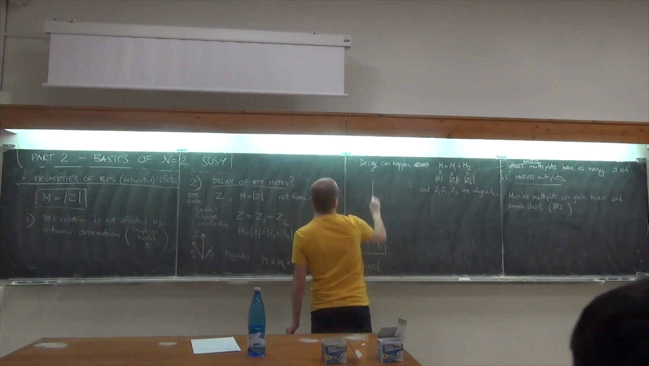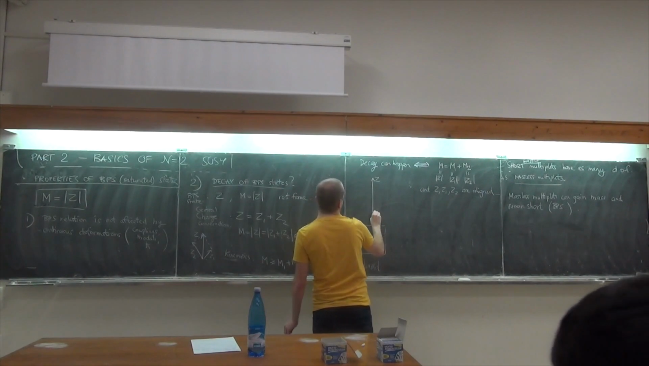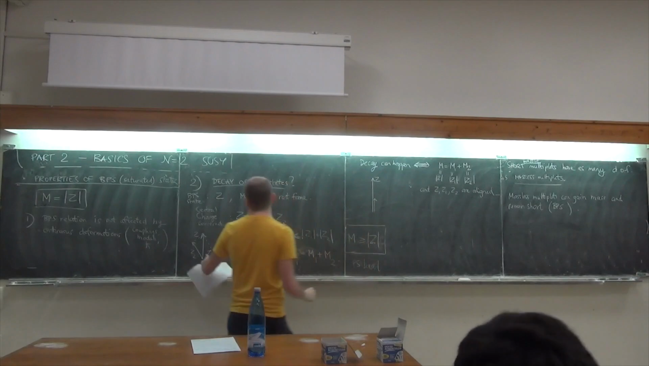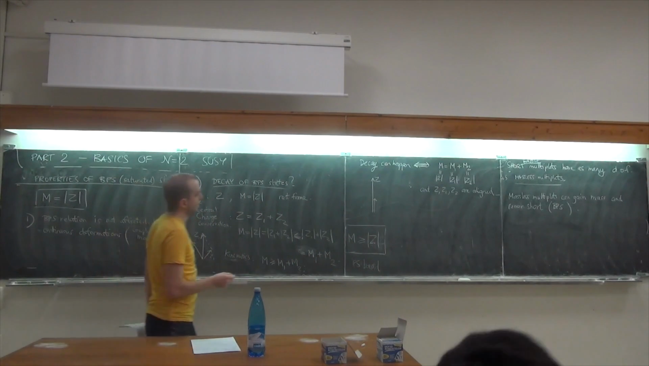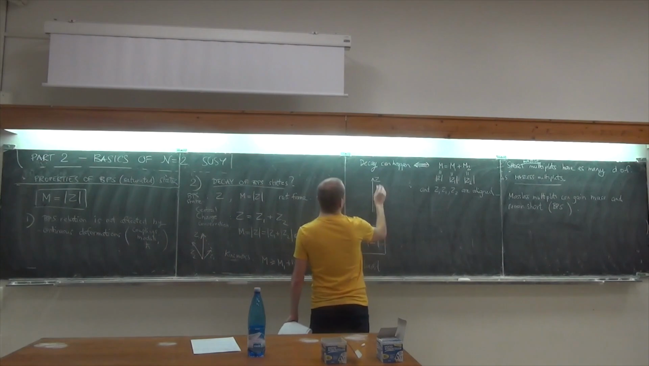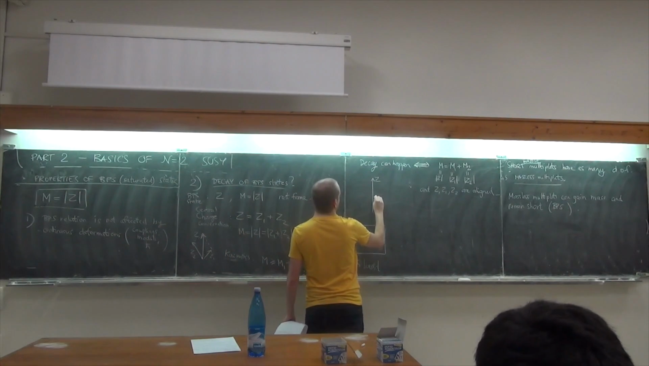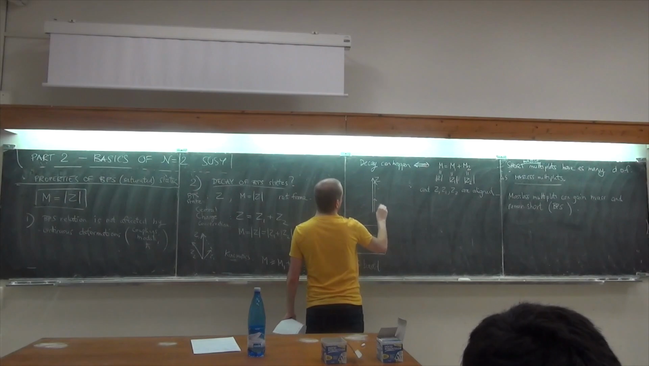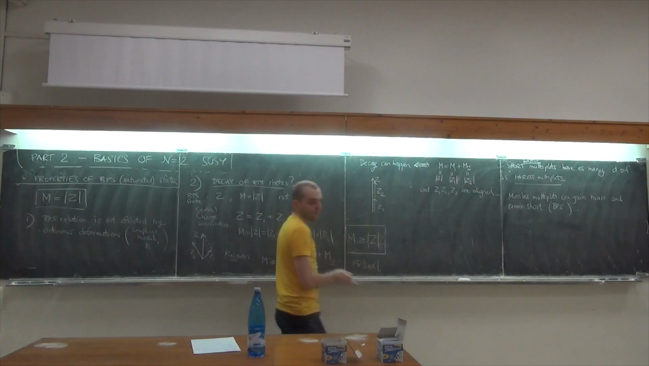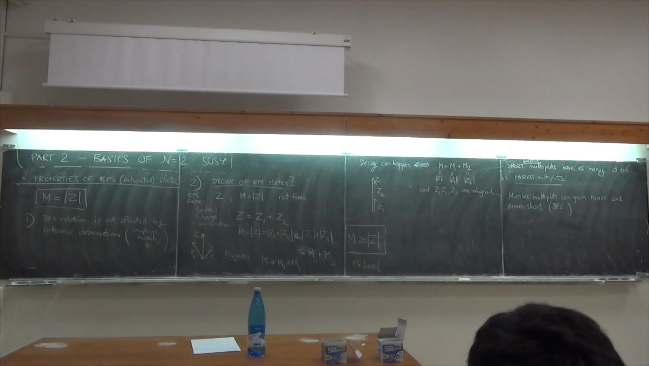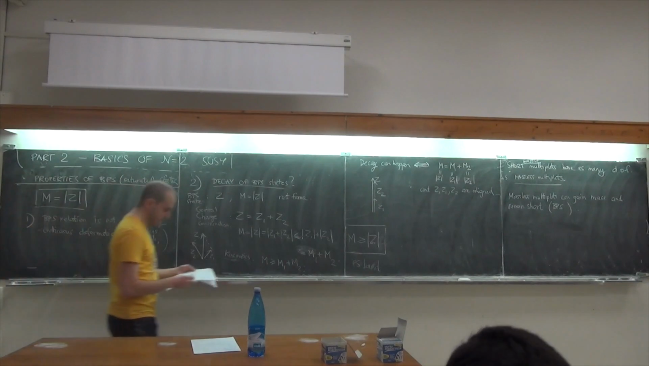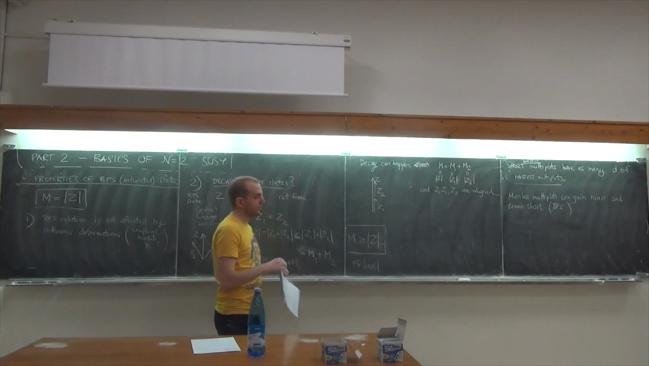So the situation is as follows: if this is Z, the BPS state with central charge Z can only decay into two BPS states with central charges Z1 and Z2 when all the central charges are aligned. If the central charges are not aligned, the BPS state cannot decay, so it's stable.